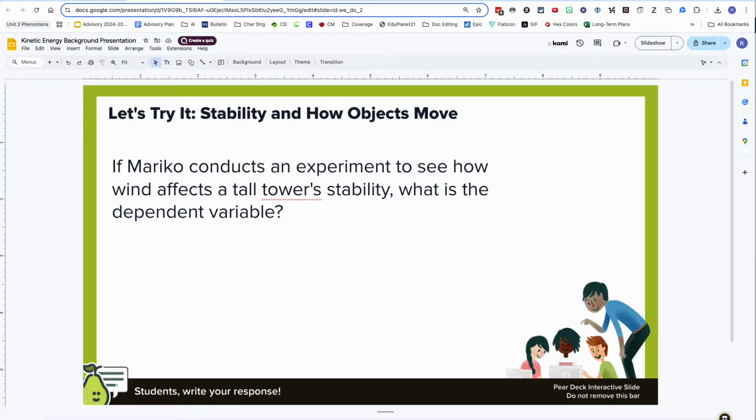Let's try it. Stability and how objects move. If Mariko conducts an experiment to see how wind affects a tall tower's stability, what is the dependent variable? Write your response in the space below.